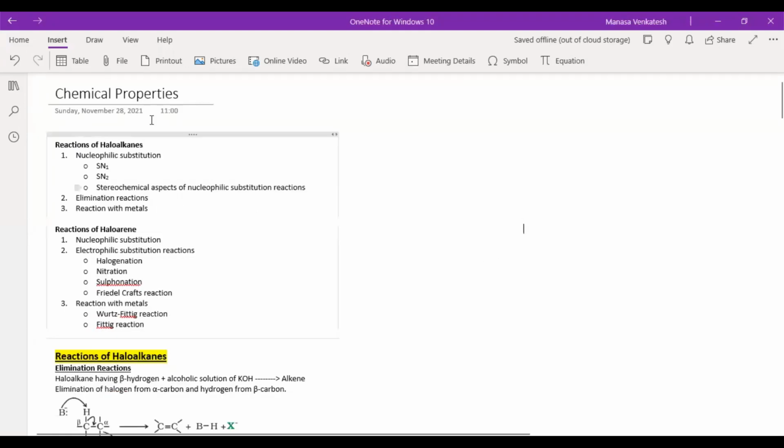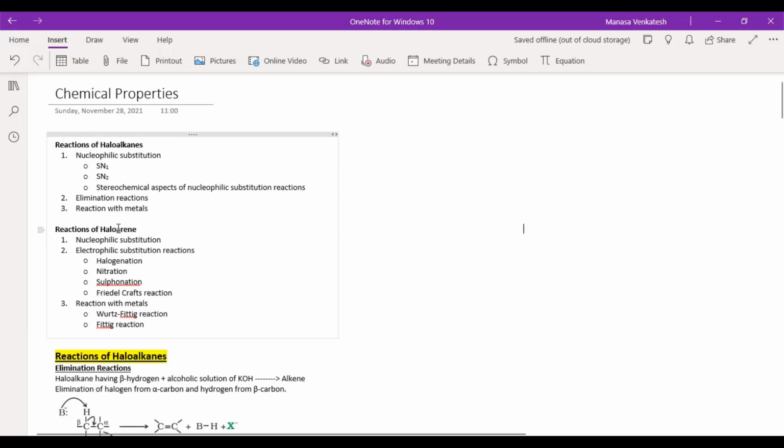Let's look at the chemical properties of haloalkanes and haloarenes. First of all, in the case of haloalkanes, you have nucleophilic substitution reactions, where you have SN1 and SN2, and next you have elimination and reaction with metals. In the case of haloarenes, you have nucleophilic substitution, electrophilic substitution, as well as reaction with metals. Basically, they're the same, but you don't have elimination in the case of haloarenes.